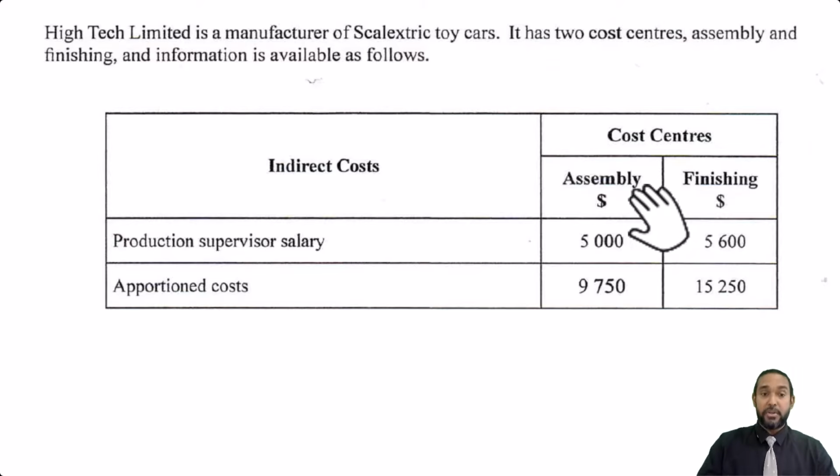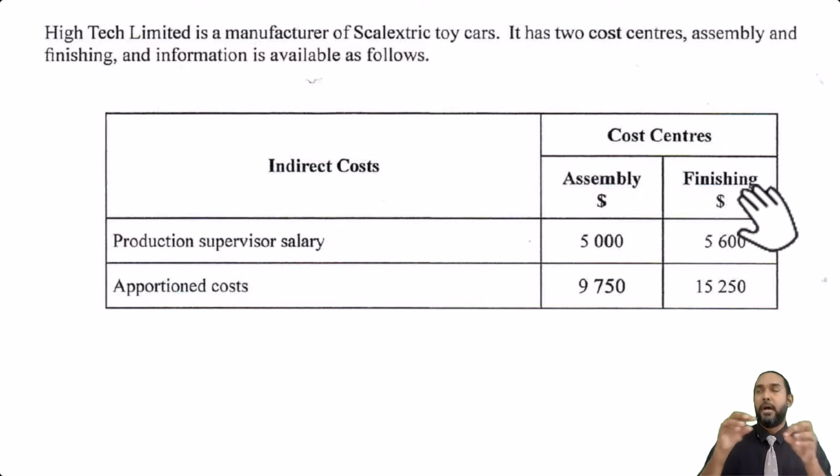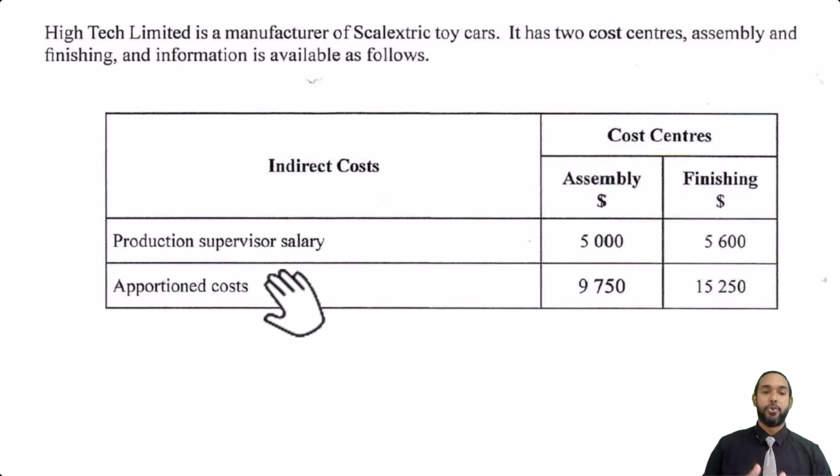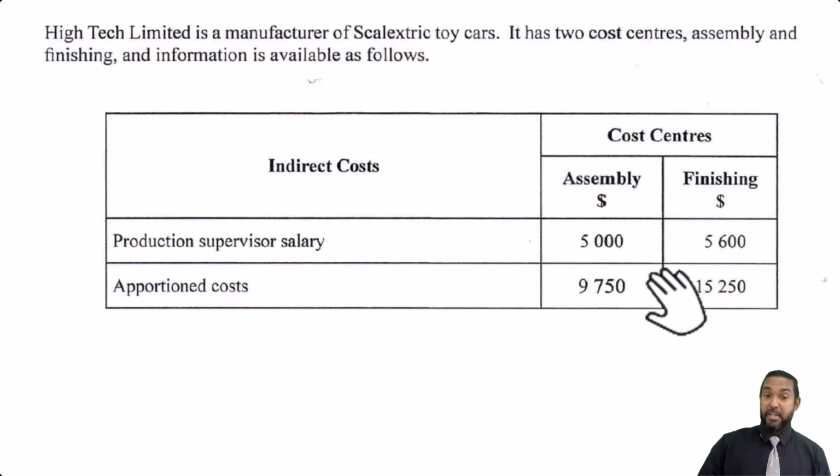We have assembly. So assembly, you're putting together the cars. Finishing, you're probably painting them, putting sealants or whatever the case is, right? So the production supervisor salary is $5,000 in one case and $56,000 in the next case. Apportion costs are $97.50 and $15,250, right? Apportion means to share. So what's happening is that there are certain overheads that have to be shared between these departments, and they're shared based on whatever basis. They didn't tell us, we don't know. Anyhow, not important right now.